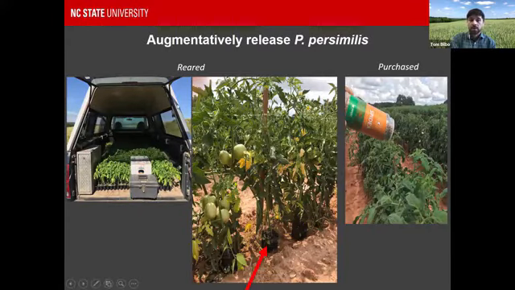So these Persimilis, you can rear them yourselves. We do this in-house. This is typically how we release them into the field. You can also purchase them from a number of suppliers. And there may be some differences between how effective these are, but we have had success with both in the field.